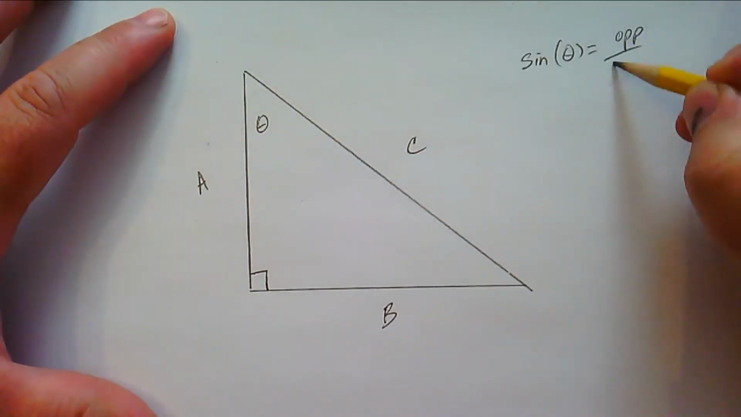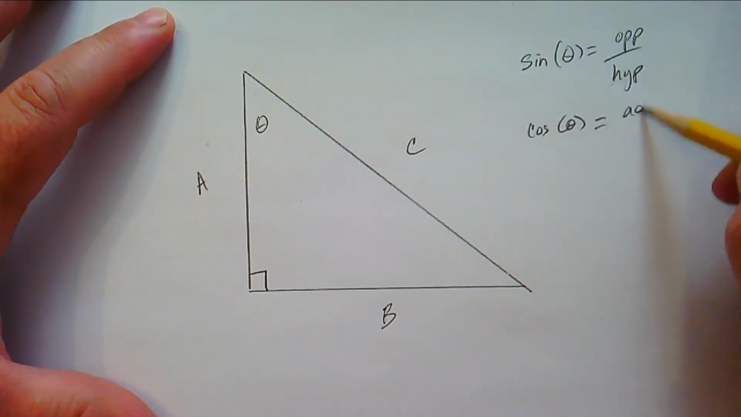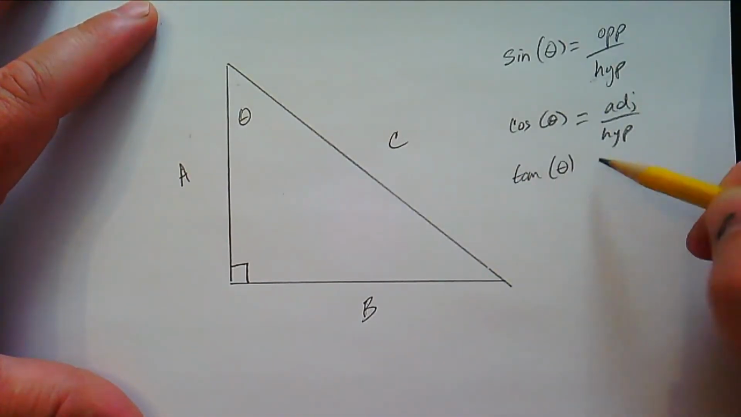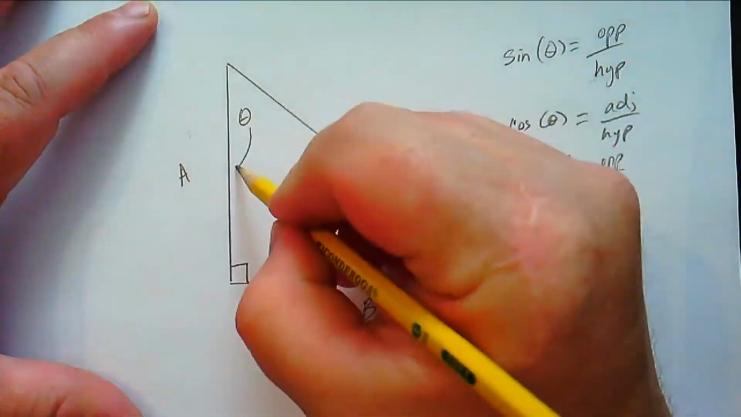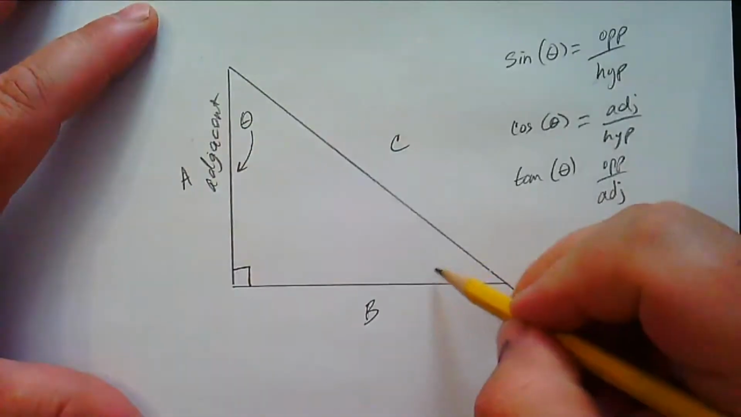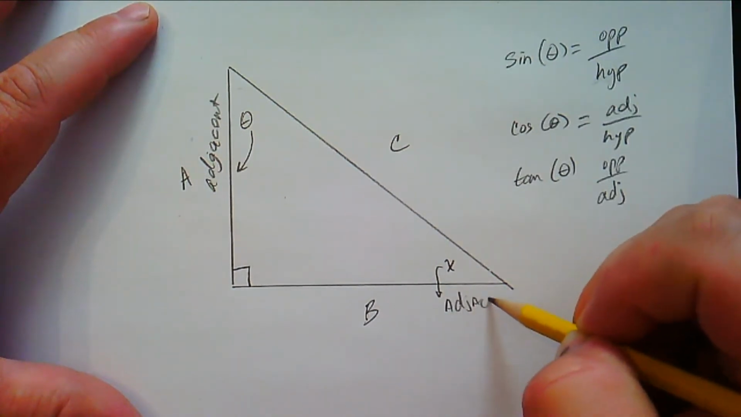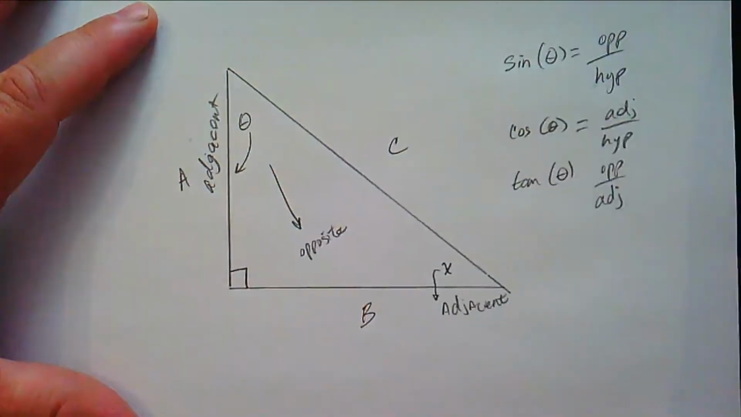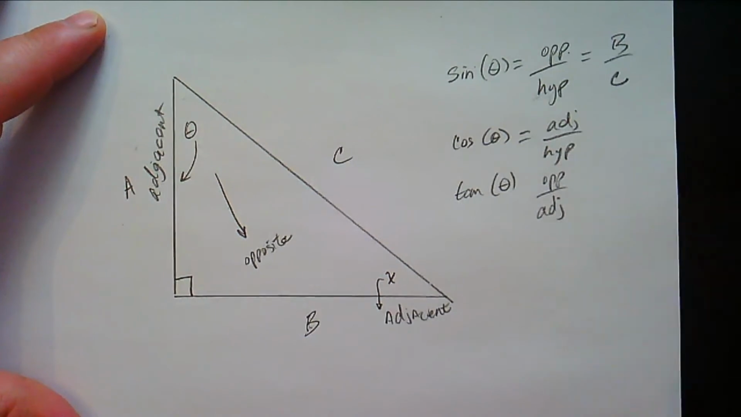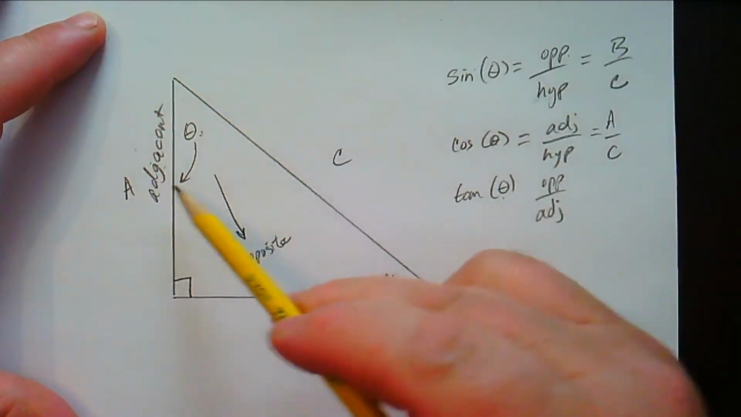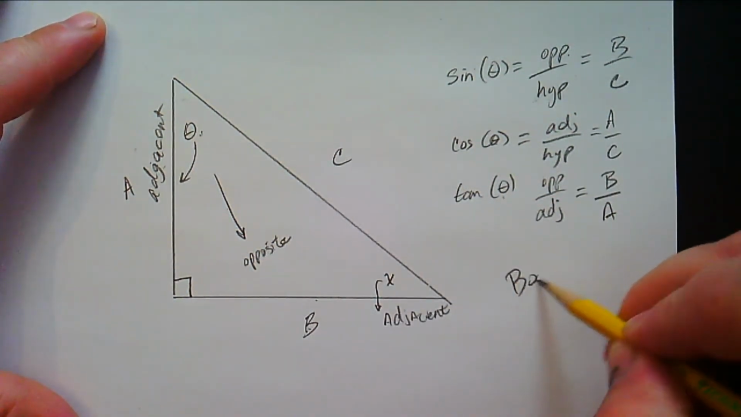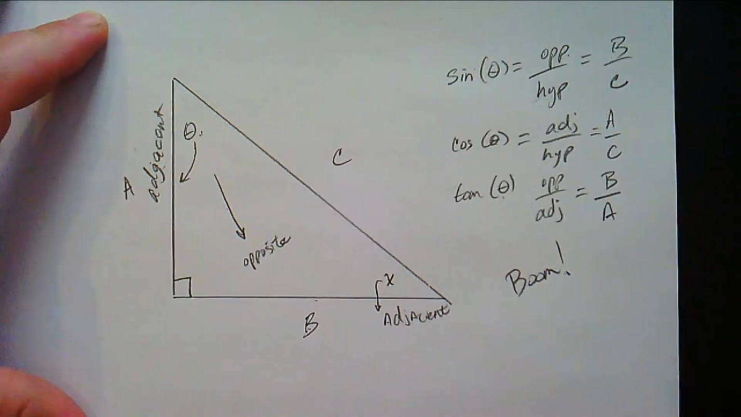All right, so let's say we have this right triangle right here. Sine is opposite over hypotenuse, cosine is adjacent over hypotenuse, tangent again is opposite over adjacent. So this is our angle theta right here. The side next to it is adjacent. However, this side over here, B, is adjacent to that angle. So adjacent and opposite are relative to the angle. So all you got to do, figure out what is opposite, what is adjacent, and boom, you're done.